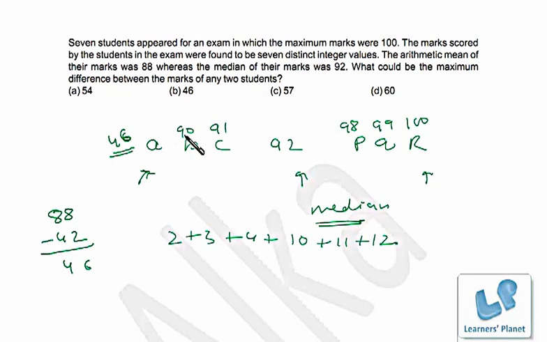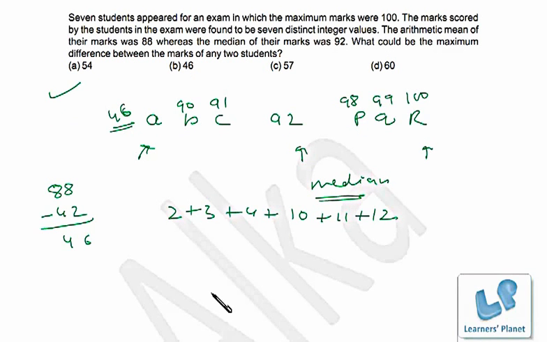Because we have to maintain the average, right? Now if the value of A is 46 and the value of R is 100, the difference between these two is 54, right? So the maximum difference is 54. I hope you are clear with the procedure, and if you are not clear the first time, do watch the explanation once again.